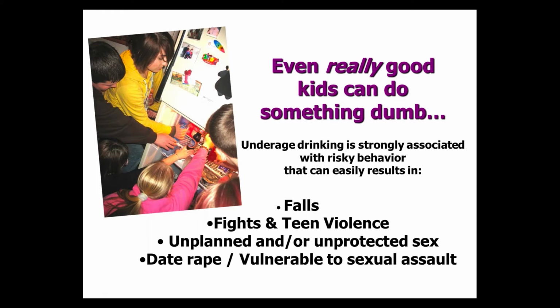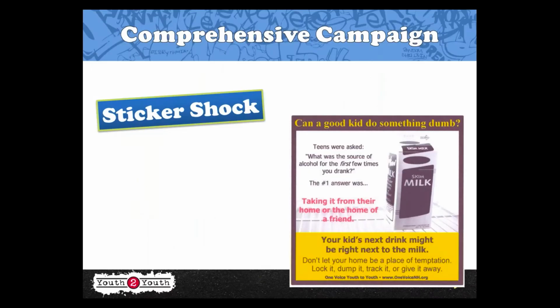In order to create a campaign that is understood, you have to develop your message. This includes creating sound bites, which are small, quotable things that you can say that get your point across about the information you're trying to convey. You can also make a variety of different pieces of media to get your message out, and you can come up with some type of slogan. The slogan we had for the Fridge campaign is, "Can a good kid do something dumb? Your kid's next drink might be right next to the milk." And our icon for this campaign was a milk jug or a refrigerator.